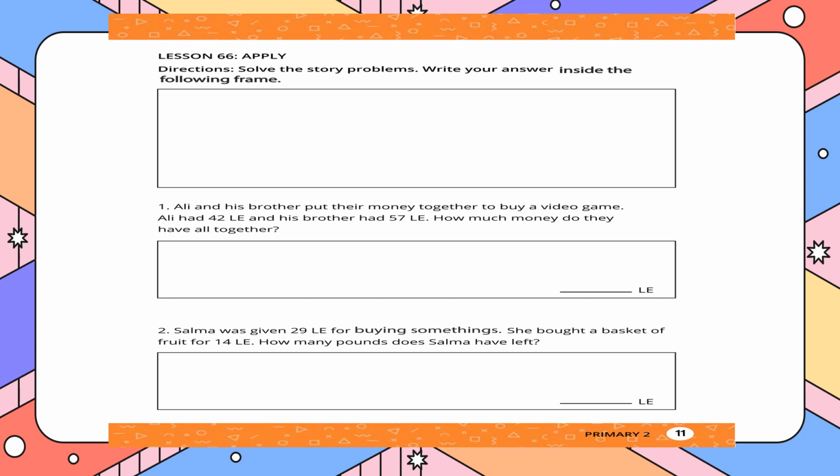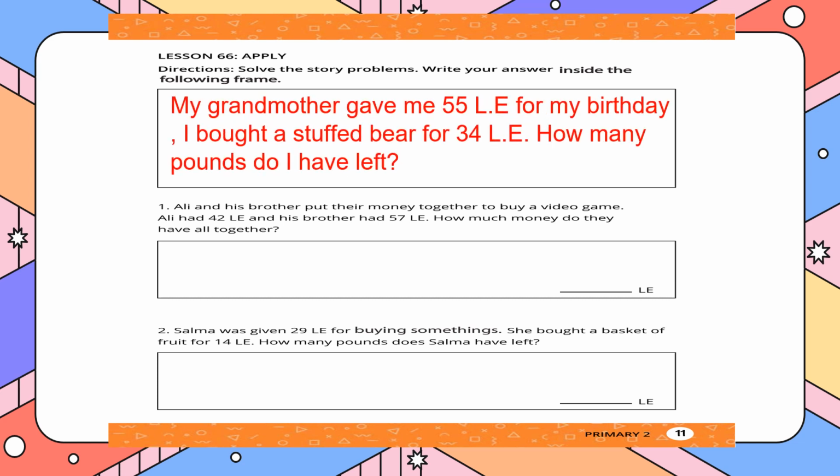Let's move to lesson 66. Solve the story problems. Write your answer inside the following frame. Let me give you the first story problem and let's solve it together. My grandmother gave me 55 LE for my birthday. I bought a stuffed bear for 34 LE. How many pounds do I have left? Where is the keyword? Yes, left is a keyword. Keyword for what? Yes, left is a keyword for subtraction.